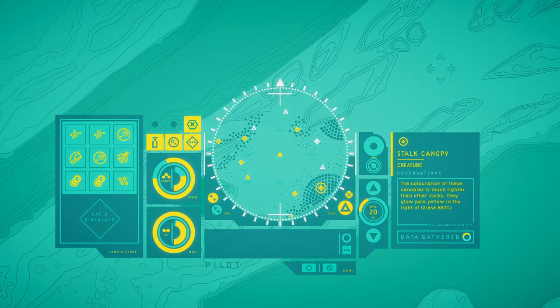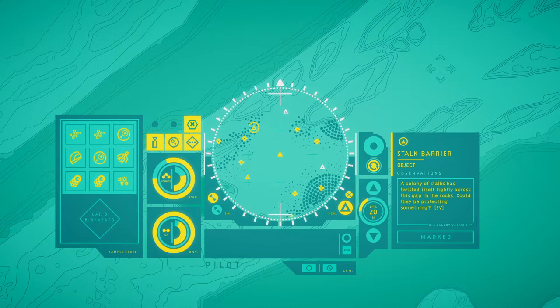The coloration of these canopies is much lighter than other stalks. They grow pale yellow in the light of these sunlit, free cells. The petals seem to shimmer as they twist and open. It's difficult to tell if this is involuntary or part of the plant's own movement.